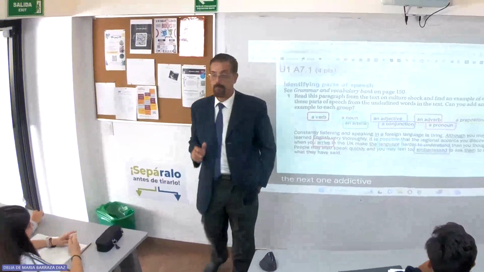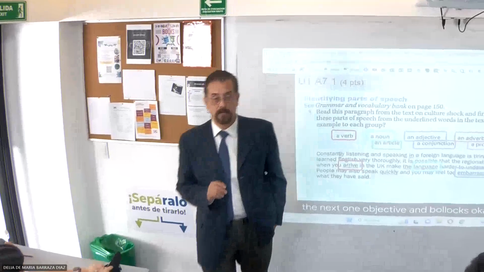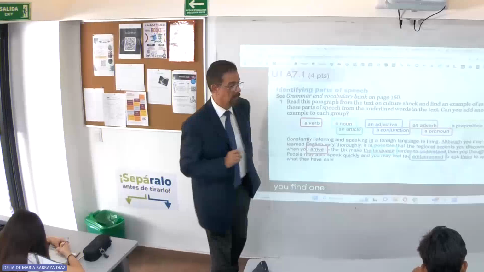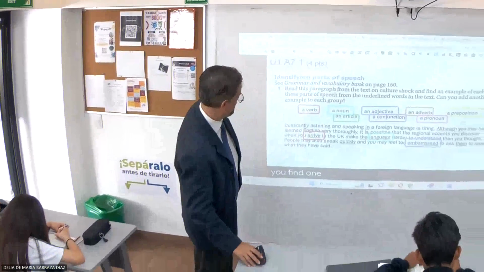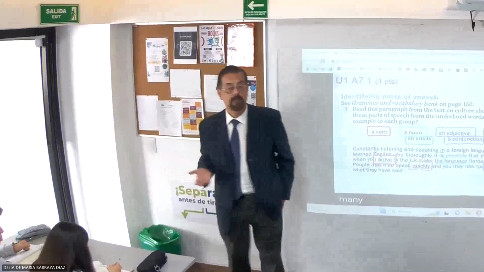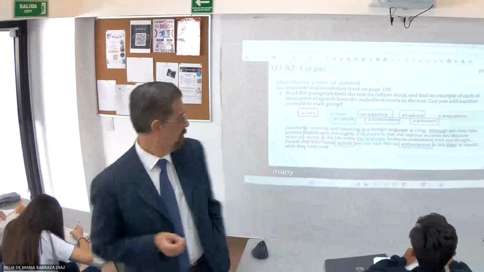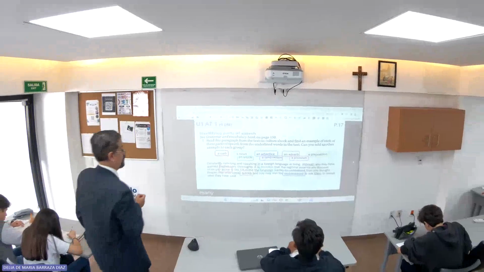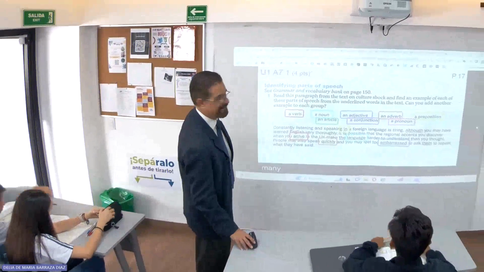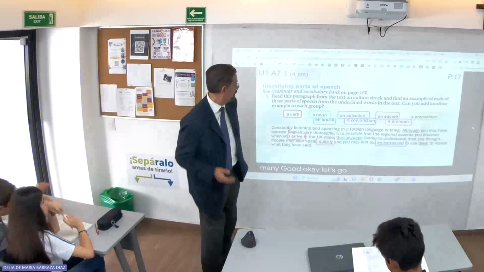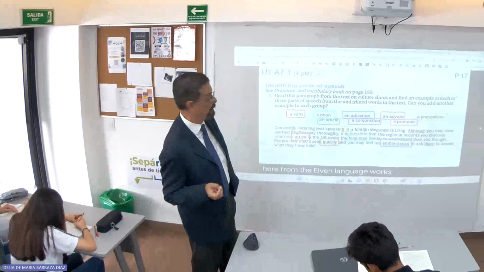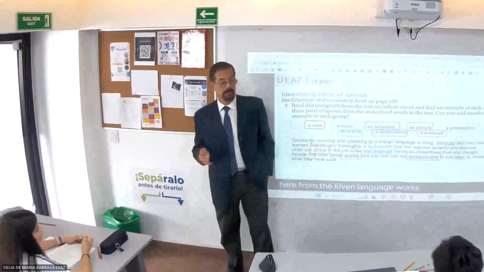Okay, let's go to the next one. Adjective. Embarrassing. Okay. Adverb. Can you find one? Quickly. Correct. A preposition. There are many, but from the underlined words. No. Let's see. The. Good. Okay. Let's go to the article. Where is the article here from the underlined words? The, okay.